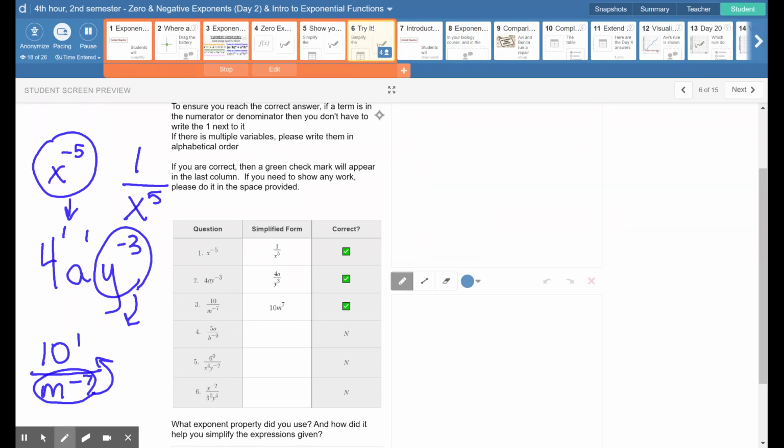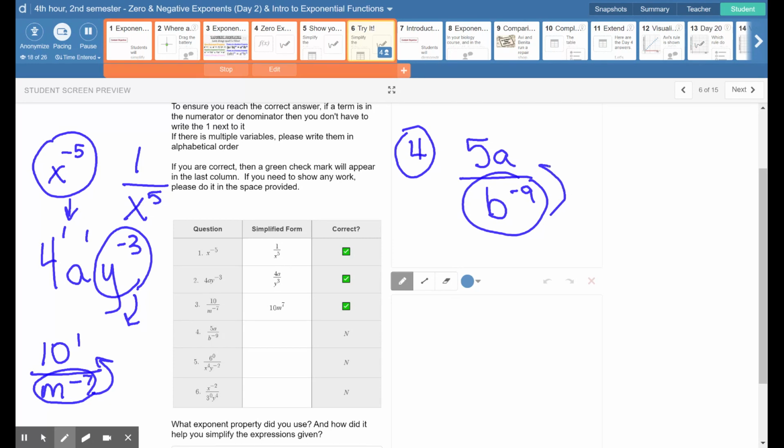Same with number 4. We have 5a. That does not have a negative exponent. b to the negative 9 does. So we need to circle it and move it. Now we're going to keep 5a on top, and then b, and then make the 9 a positive. Please remember to do this in alphabetical order. The coefficient, the 5, stays in front, and then you're good to go.